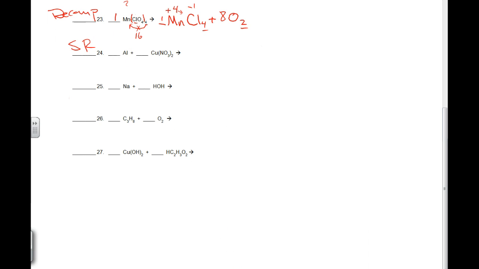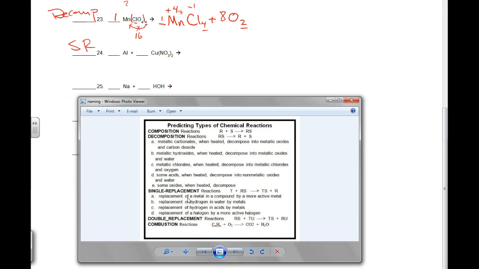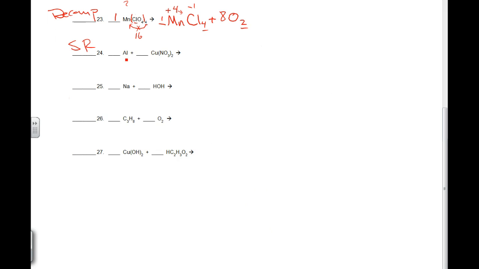Alright, from our picture, we'll just notice that T replaces R, or the first things just switch places. So aluminum is going to replace copper, and copper is going to come out on its own. So I'm going to take aluminum, and it's going to be with the NO3 now, and copper is going to be alone.